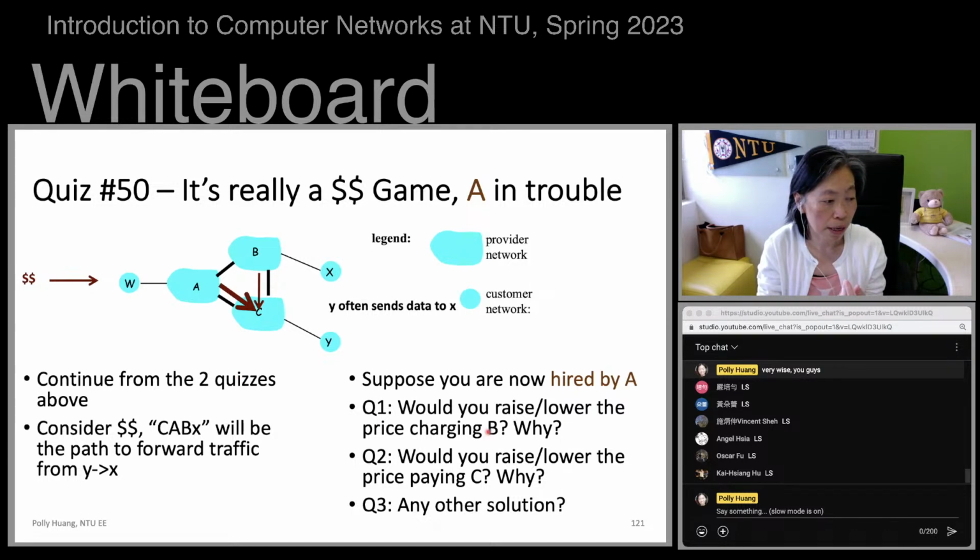Okay. But then, now, in case you are hired by A here, A is charged by C more, and B pays A less. Would you raise or lower the price charging B? And as A, would you raise or lower the price paying C? Q3. Any other solution to prevent A from being ripped off by B and C? That's quiz 50. So again, the key point is telling why.